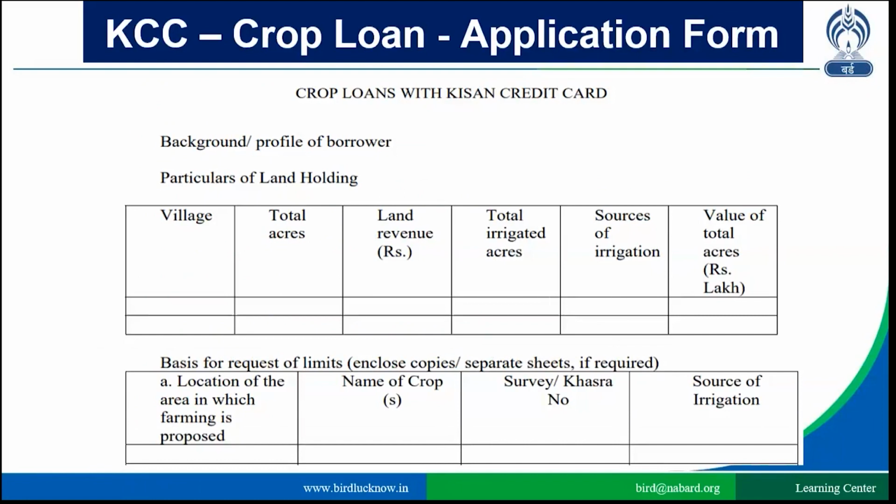One question again is whether a person who is availing KCC crop loan can also apply for animal husbandry. Yes, if they are doing animal husbandry business, then they can also avail the animal husbandry loan, because this KCC is for two purposes. Crop loan is for raising crops and animal husbandry is for raising animals.